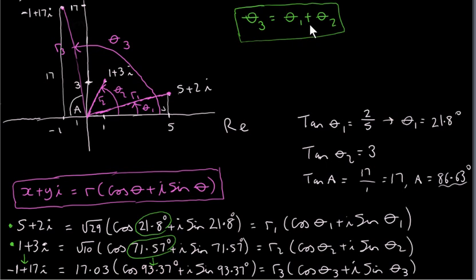So this is a very interesting fact. In words, we could say that the argument of the product of two complex numbers, which is theta 3, is the sum of the arguments of the two complex numbers, that is theta 1 plus theta 2.